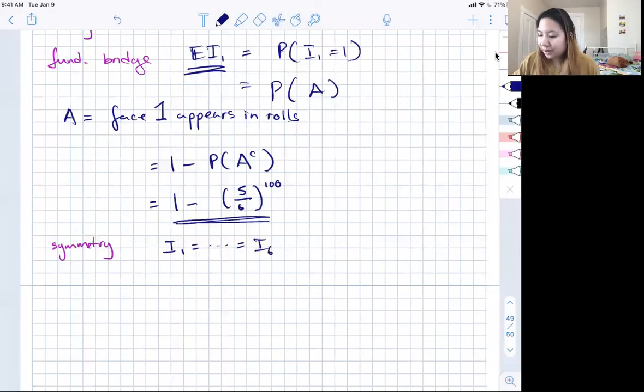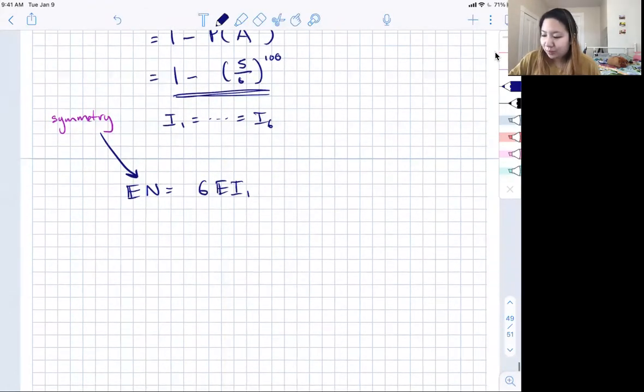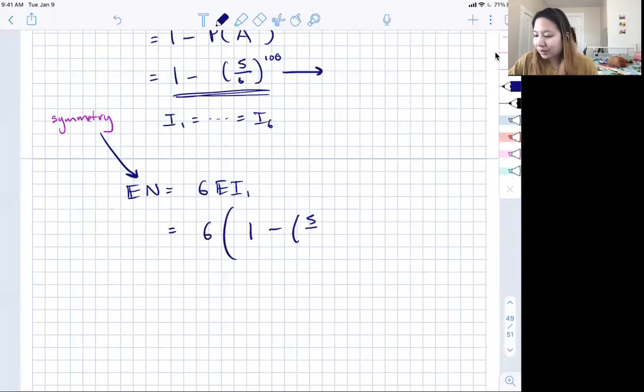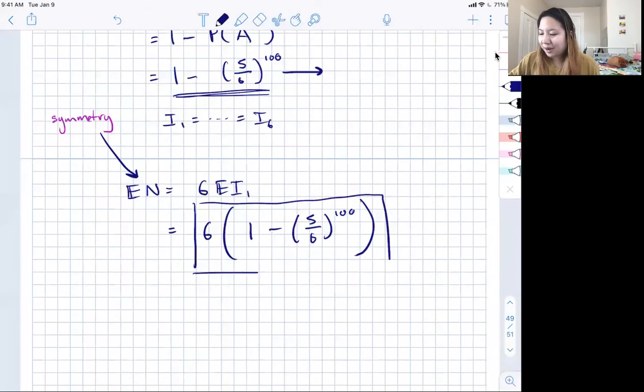So really our sum, the expected value of n, is going to be equal to 6 times the expectation of, like, the first one, for instance, just by symmetry. So this is symmetry. And we just computed that. It's going to be this. So we have 6 times 1 minus 5/6 to the 100. So this is our expected number of distinct faces.